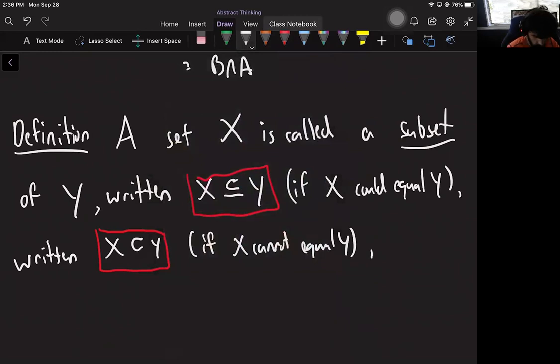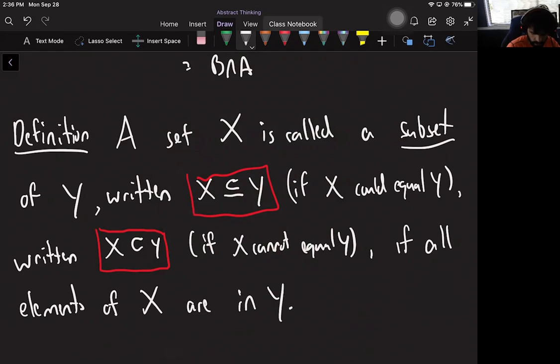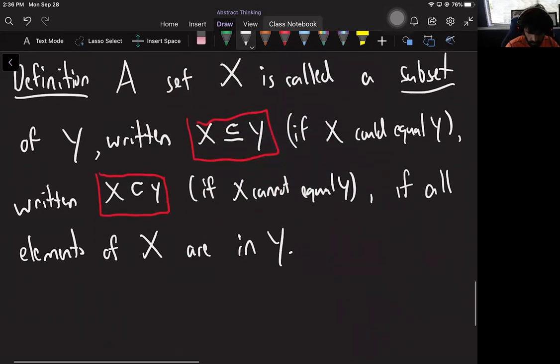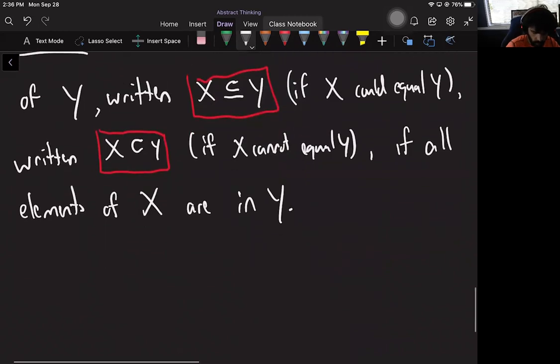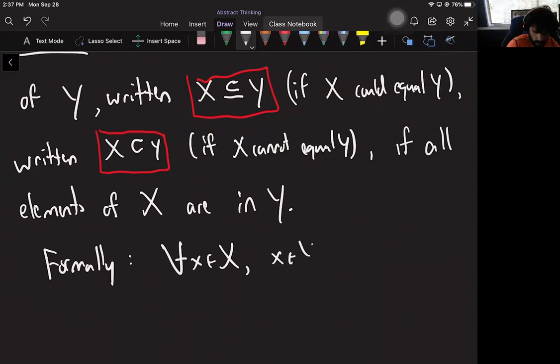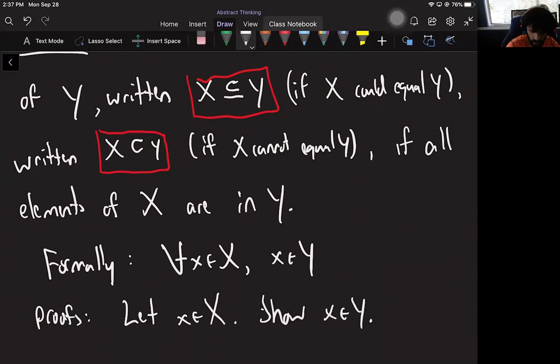Okay, so this is if all elements of X are in Y. So then that just means X is inside of Y. Formally, this is really just saying for any x in X, it's also in Y. And when you do proofs, you're going to write something like, let x be in X, show that as a result of that, x is in Y. So you're just doing half of set equality. You're just showing one is inside of the other, but not vice versa.